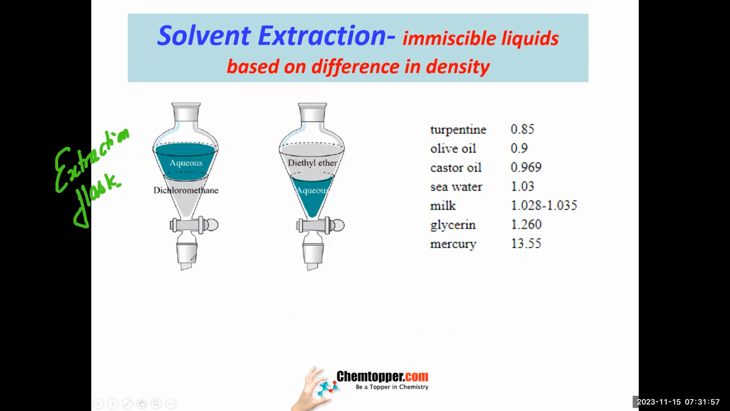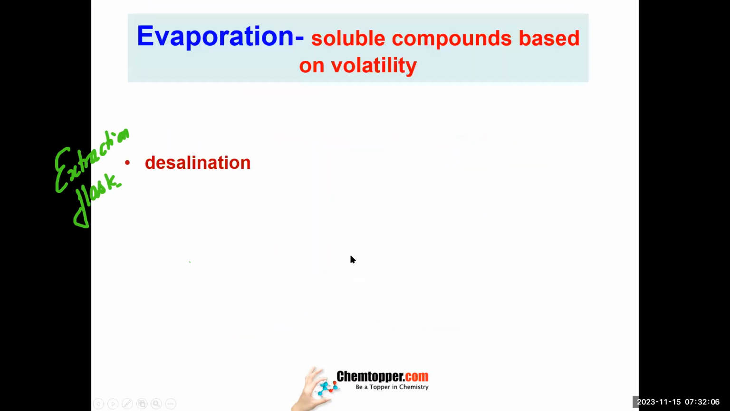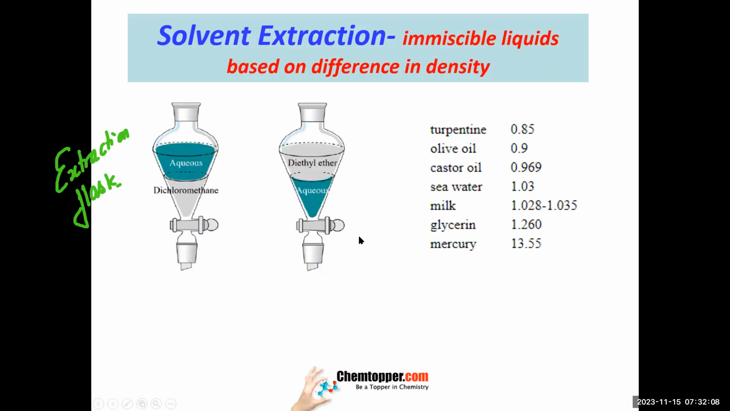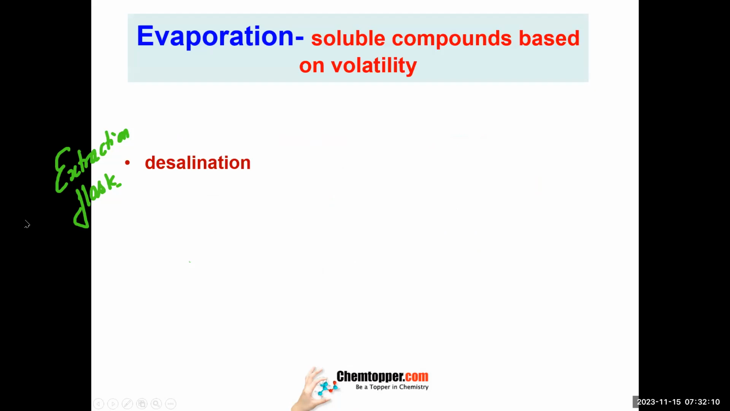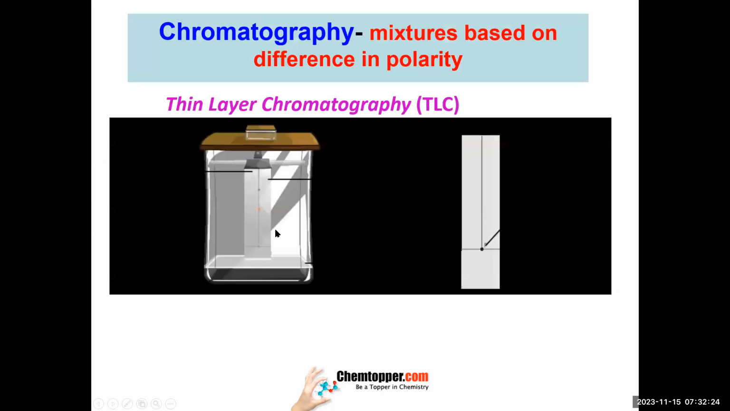So this is another thing. This also we discussed, based on density. Then evaporation, when you mix volatile and non-volatile substances. So when there is one substance non-volatile, another substance volatile, and they are soluble into each other, then you can do evaporation. Now, this is the last technique, chromatography.